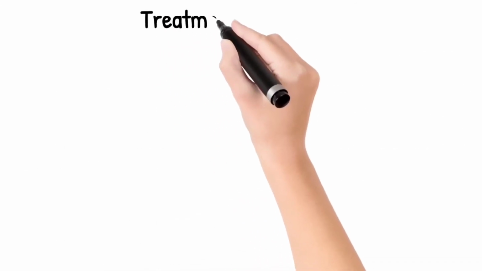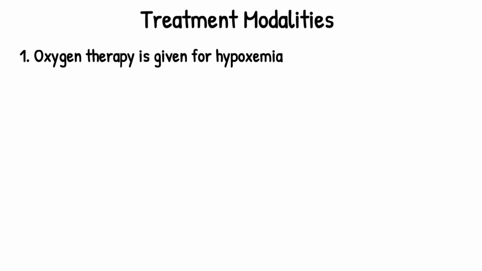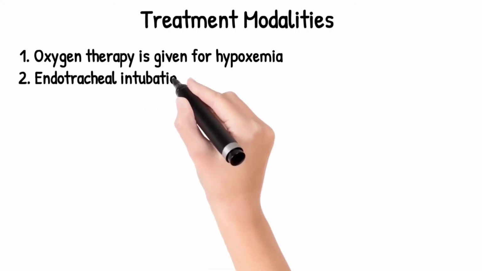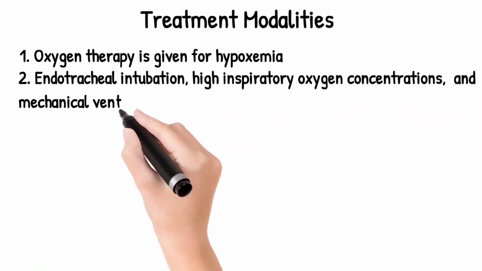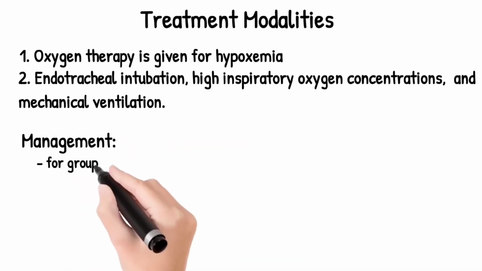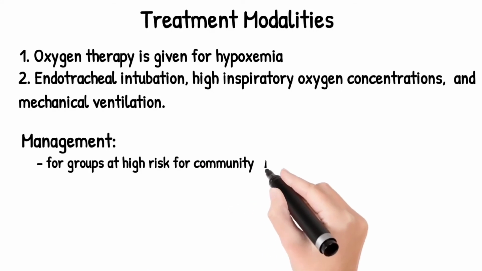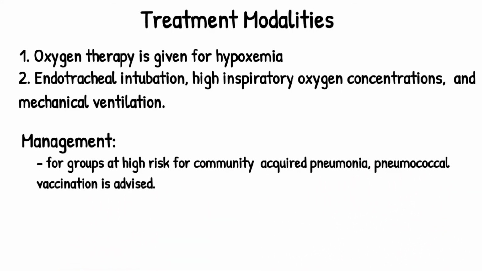Moving on with the treatment modalities, oxygen therapy is given for hypoxemia. Most probably the patient will be experiencing this. Respiratory support includes endotracheal intubation, high inspiratory oxygen concentrations, and mechanical ventilation. And for additional management, for groups at high risk for community-acquired pneumonia, pneumococcal vaccination is advised.